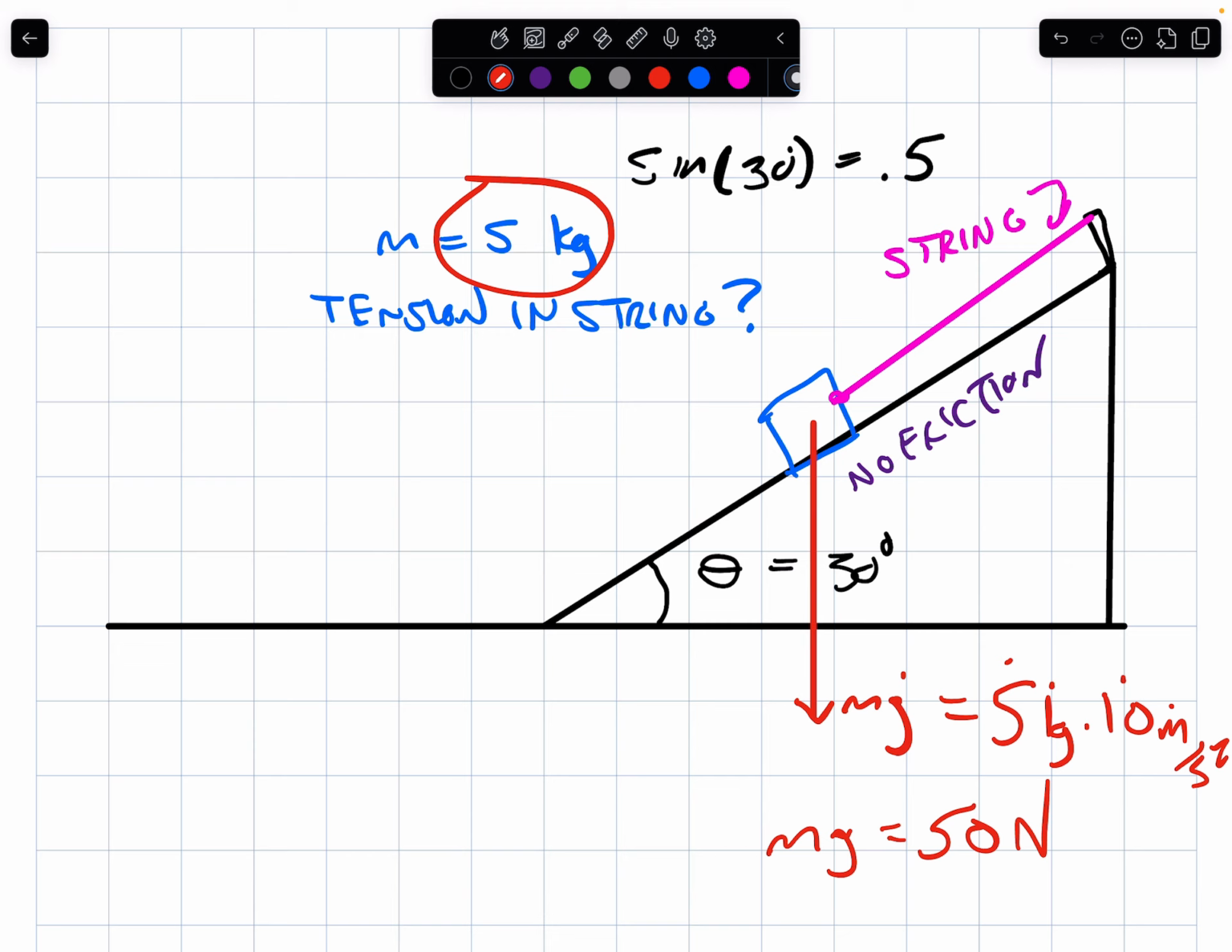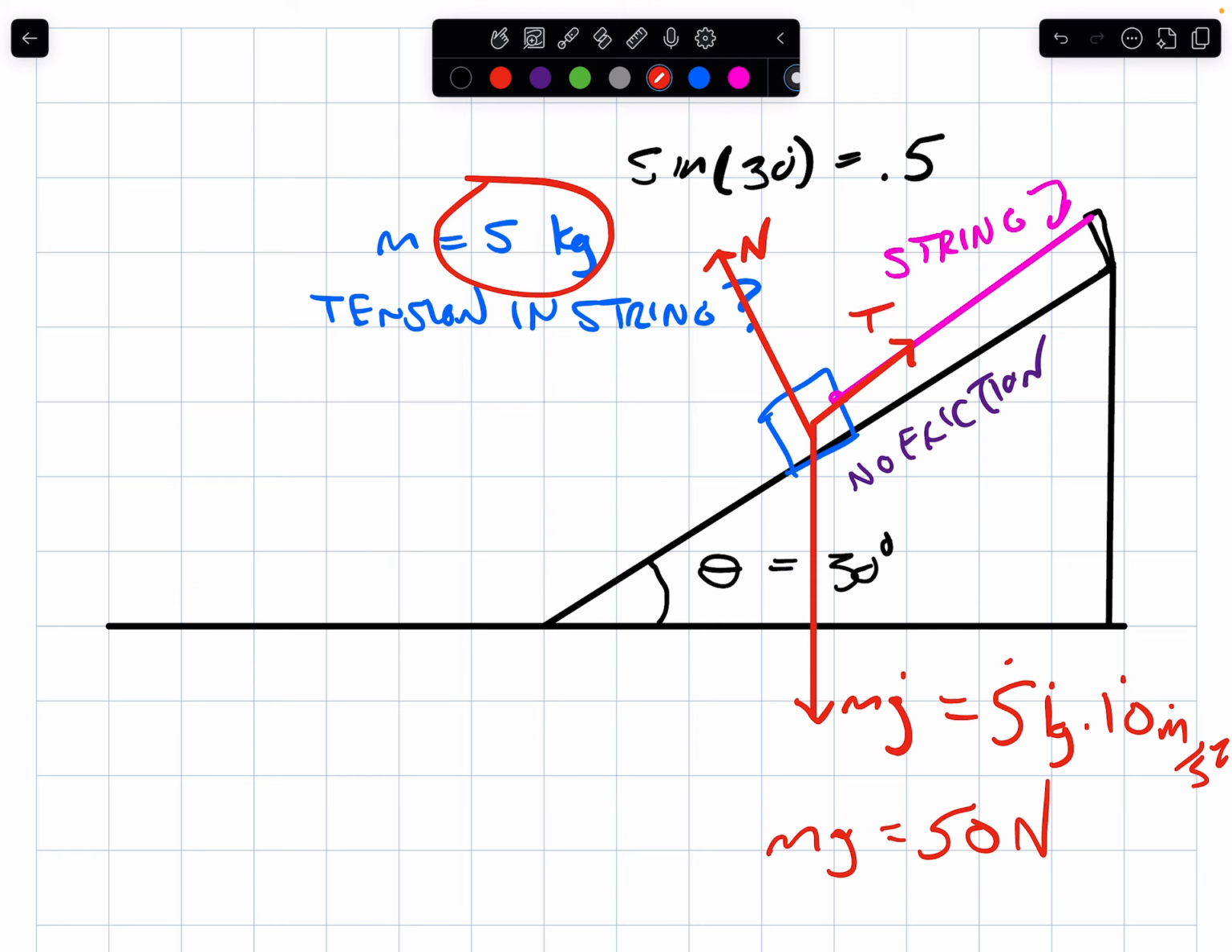Then the other forces acting on this, well, there's no friction, so nothing to draw there, but there is the force of the ramp acting perpendicular to the surface of the ramp at an angle. That's the force that keeps the block from falling through the ramp. That's called a normal force, N. And finally, the force that keeps it from sliding downhill is the string, and that force is a tension force, T.